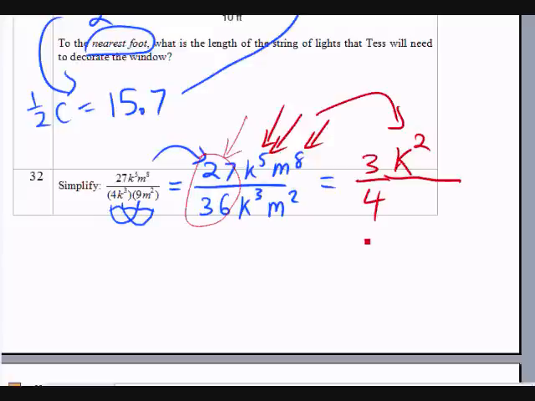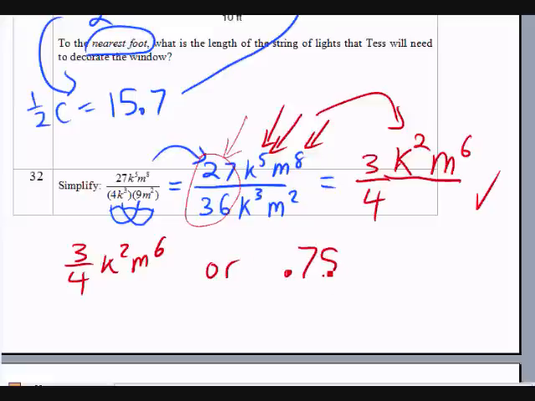The next one is m to the 8 divided by m squared. I'm going to subtract 8 minus 2, so m to the 6. If you write this down, they will mark it correct. You can also write 3 over 4 k squared m to the 6. That is correct also. It means the same thing. Or 0.75, which is the same as 3/4, k squared m to the 6. These are all correct answers.